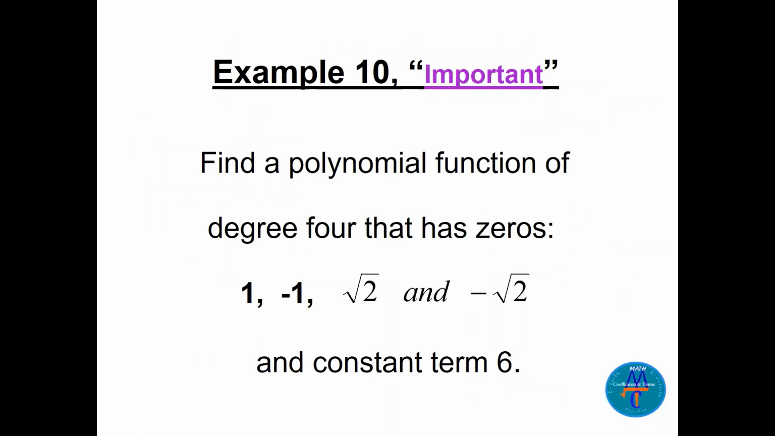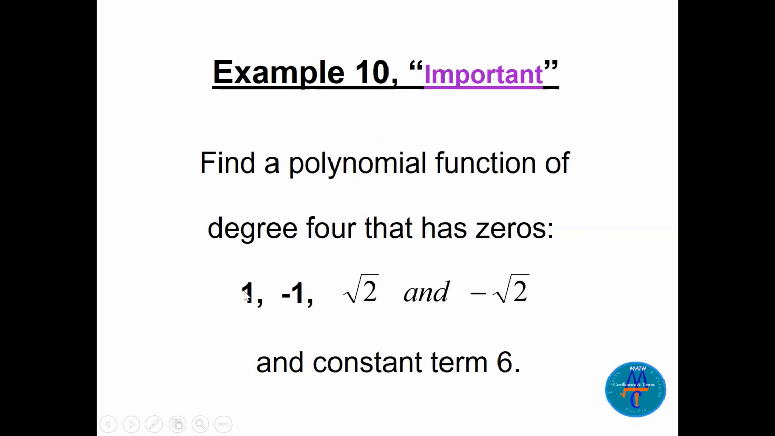Find the polynomial function because the zeros are given. Find the polynomial function of degree 4. Please study this more than one time to understand the idea. Find the polynomial function of degree 4 that has the zeros 1, minus 1, square root of 2 and minus square root of 2, and constant term 6. That's a condition. We will see it at the end.